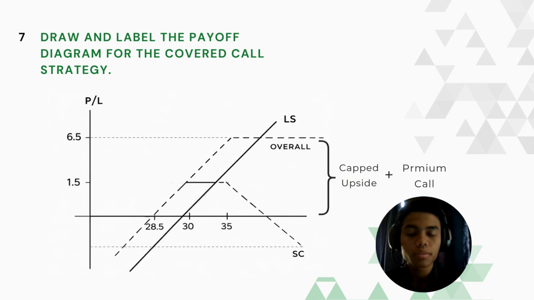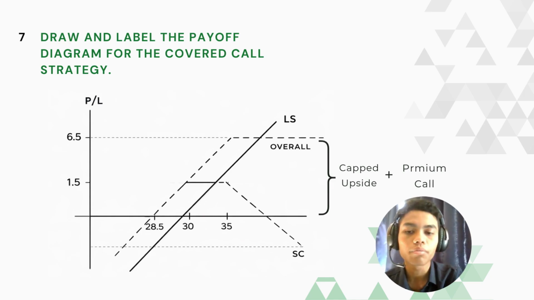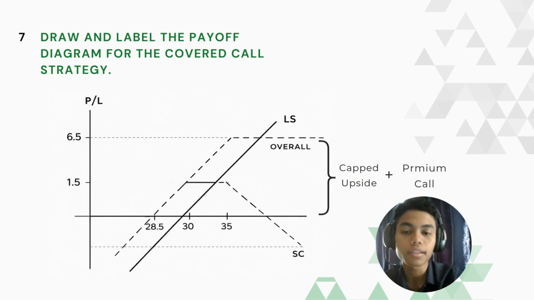But this is the disadvantage of this strategy: it goes negative if the price is lower than 28.5. But if the price goes higher than 30, they can get the premium call of 5 ringgit, but the SC line above 30 is flat because we lock the price at 30 ringgit.